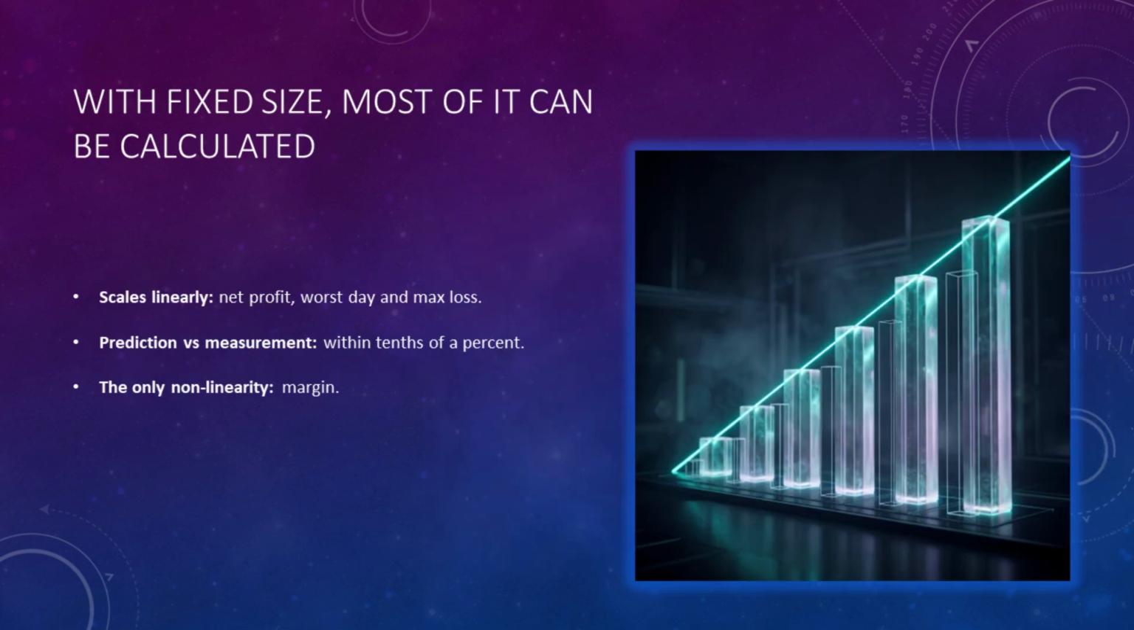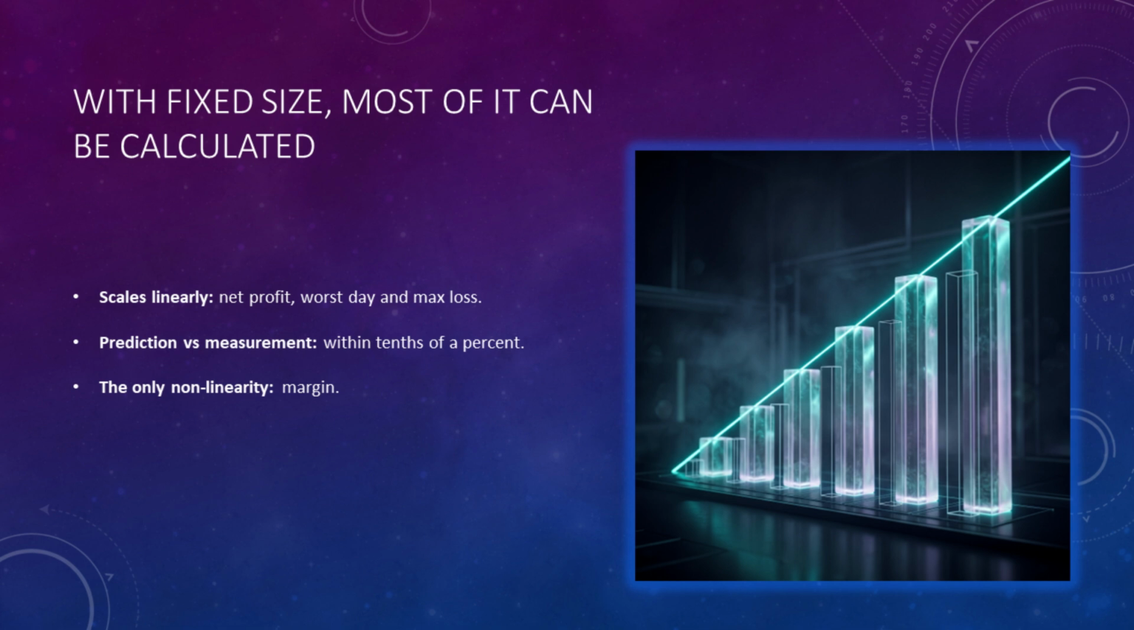With fixed position size, meaning the position doesn't grow as the account grows, one thing holds exactly: multiply your lots by a coefficient, and net profit, worst day, and maximum drawdown all multiply by that same coefficient, in dollars and in percent, because the denominator is the fixed starting capital.